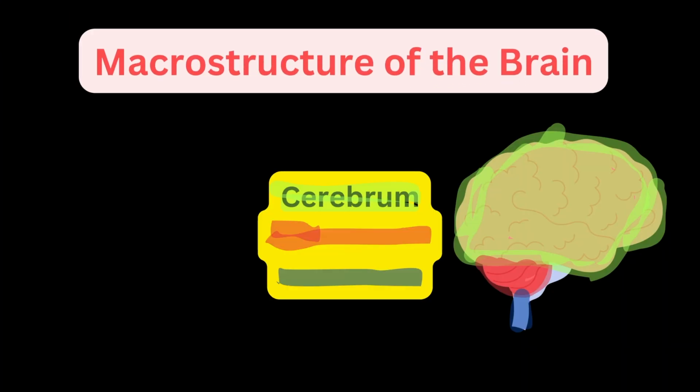The brain consists of three primary regions: the cerebrum, cerebellum, and brainstem. Each of these regions is highly specialized and contains unique anatomical features that facilitate its function.